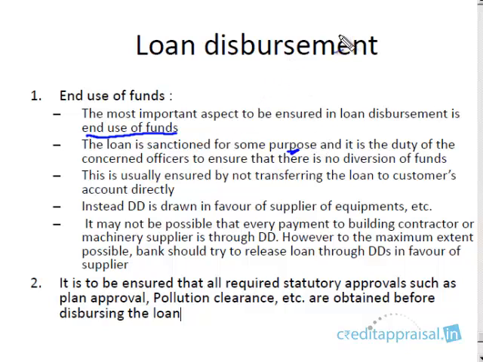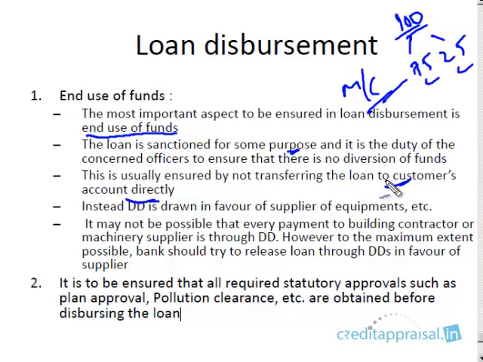As a banker, you have to ensure that there is no diversion of funds. Usually this is ensured by not transferring the loan directly to the customer's account. This is a normal practice in banking. For example, you have sanctioned a loan to a company to purchase machinery. The cost of the machinery is 100 lakhs. You have sanctioned a term loan of 75 lakhs, and the borrower margin will be 25 lakhs. So as a banker, you don't release the 75 lakhs to the customer account.